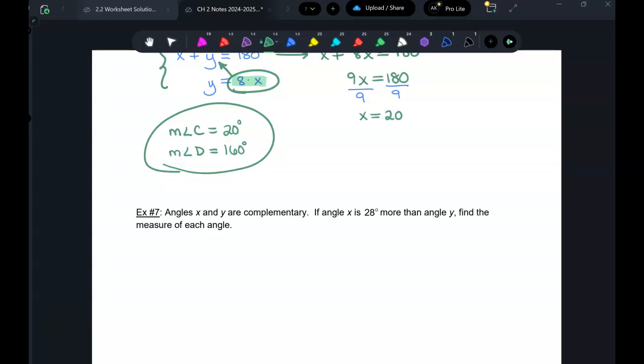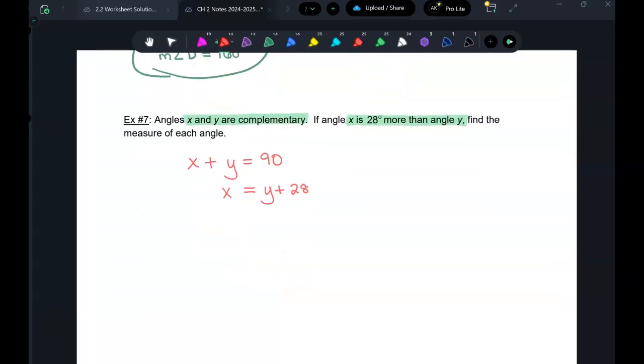Okay. X and Y are complementary this time. So that means X plus Y has to be 90. Now it says angle X is 28 degrees more than angle Y. This time it's going to be X is... How do I express 28 degrees more than Y? Y plus 28. I could also do 28 plus Y. That's fine as well.